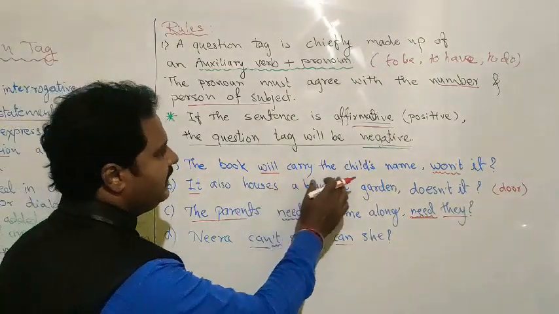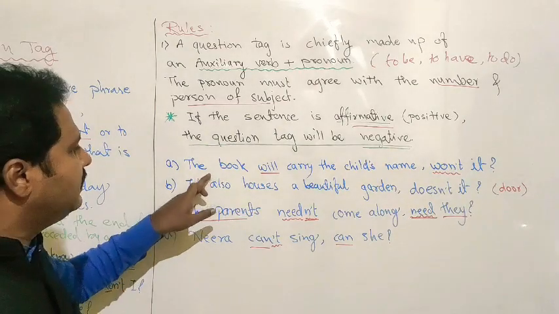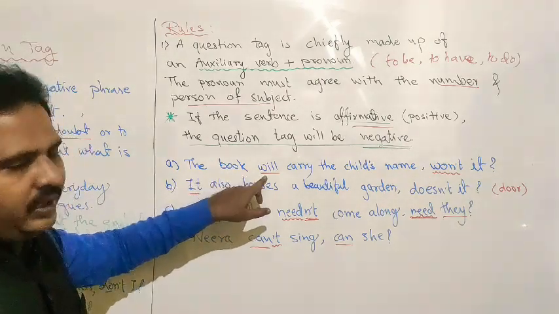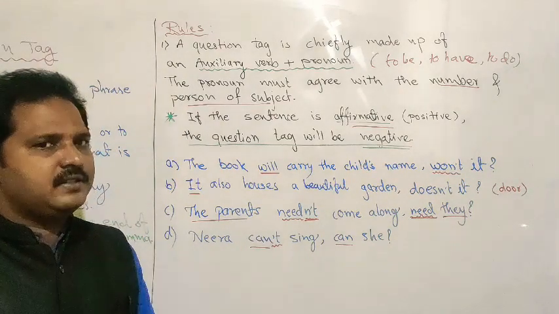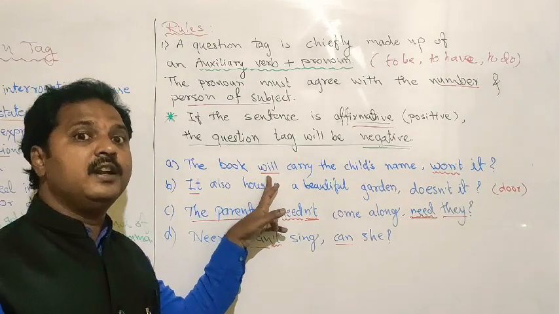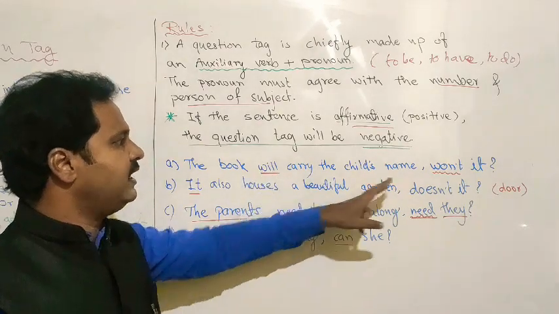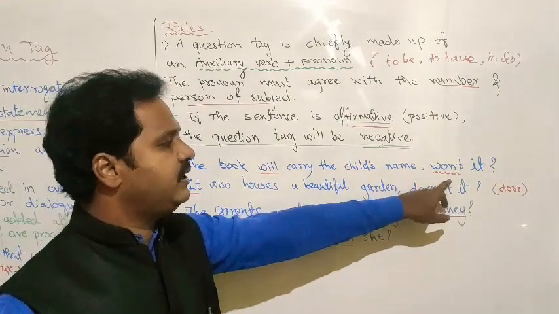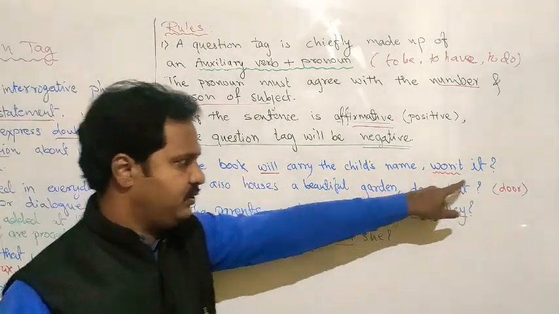The book will carry the child's name. The book, the name of that person: third person singular. Book is there, books are not there. Third person singular. The book will, future tense, carry the child's name. Then we have seen will is there. Will not. But we can't say willn't. That's why we use won't, W-O-N-T. So here the answer is: the book will carry the child's name, won't it. Actually the auxiliary verb given here is will, so we use will not, this is won't. And for the book, the third person singular, it is used here.